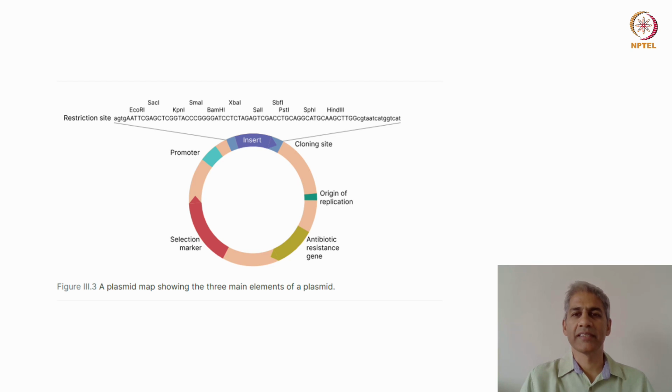And the main site here is the cloning site. So this contains DNA which has the restriction site for the particular enzyme that you want to use. And nowadays you have multiple cloning sites, so you can use different restriction enzymes to insert the gene of interest at that cloning site.